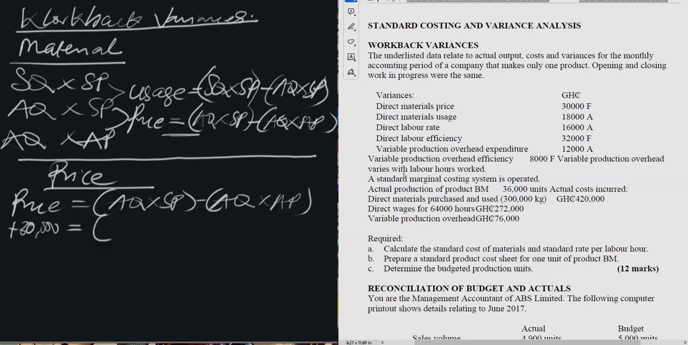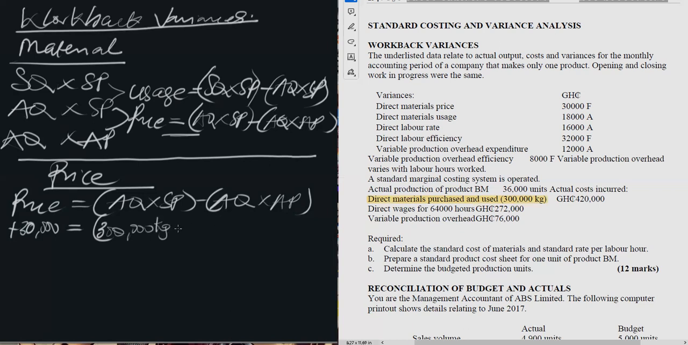Actual quantity. So you go through the actual information it has been given. Then they said direct materials purchased and used 30,000 and the actual. Remember, this is the actual information, right? So now they've given me the actual usage, right? So the actual quantity of direct material is 300,000 kg, not so. But we don't know the standard price, right?